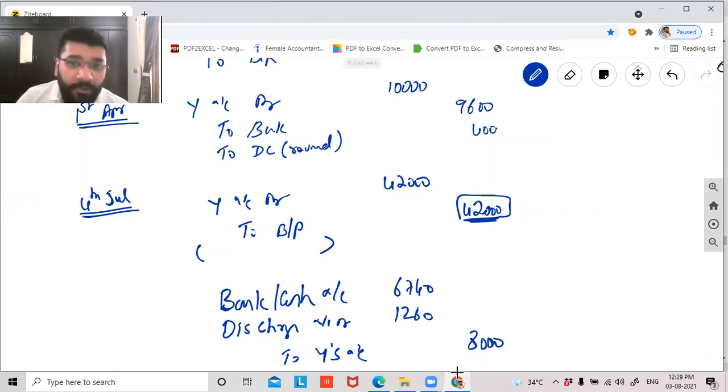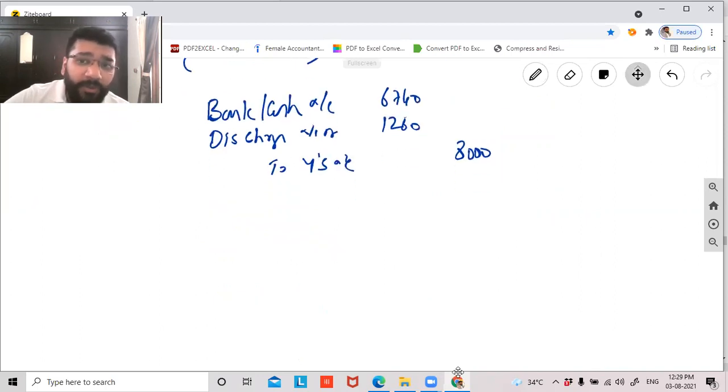Will not pay. So don't you think this liability has to be closed? Because X has gone bankrupt, X is not going to pay this money to the banker. So what will happen? Can I say to that extent, I need to reverse this bills payable?